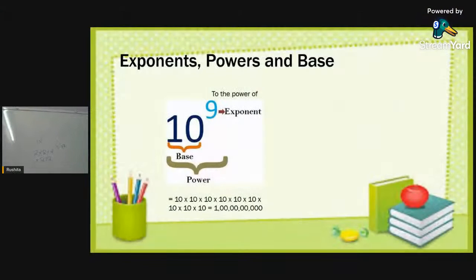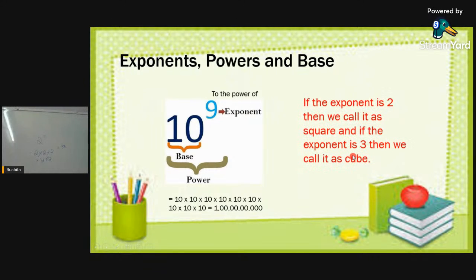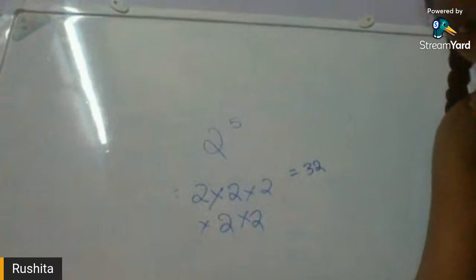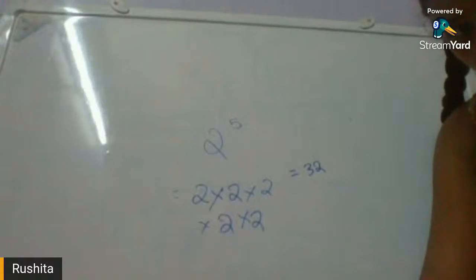Let's go to the presentation back. So, coming back to the presentation, now it's written that if the exponent is 2, I mean in the place of 9, if there is 2, then it is called a square. Understood? It's called a square. And if, right, if, one minute.